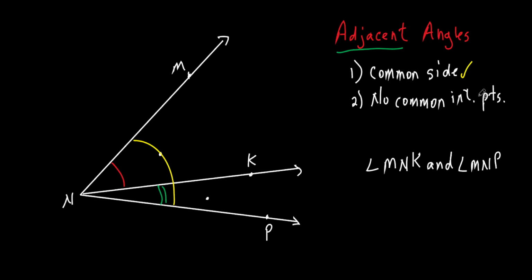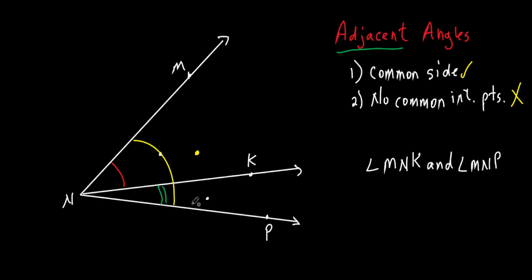It says no common interior points. Well, look, if I put a point right there, that's in the yellow angle, but it's also in the red one, isn't it? Okay, so do I have no common interior points? No, because this would be a common interior point. So that doesn't work. So are the red one and the yellow one adjacent angles?